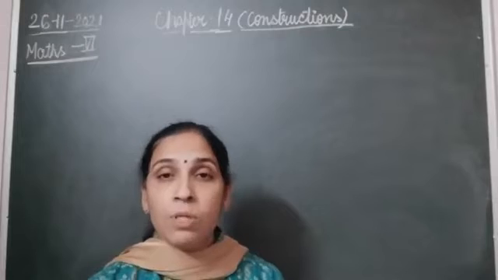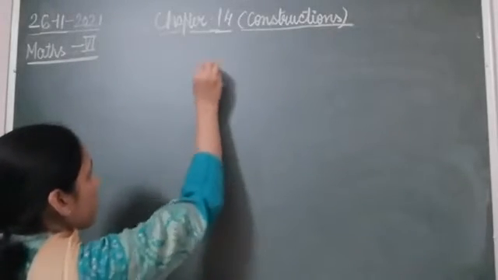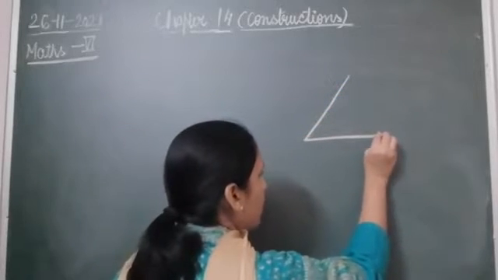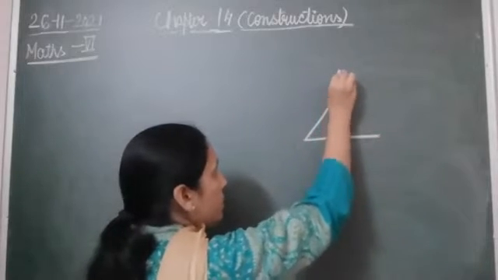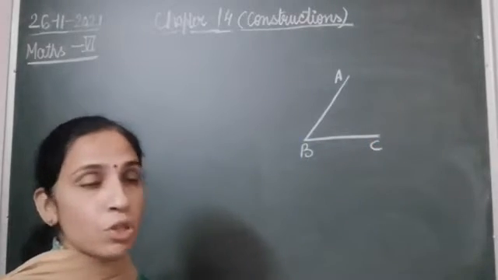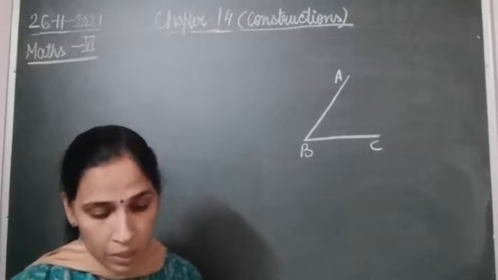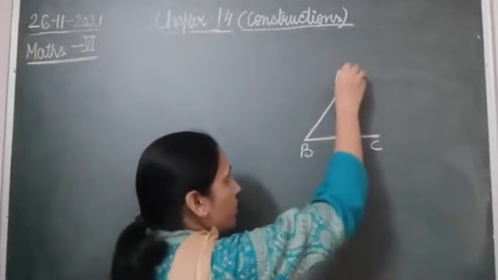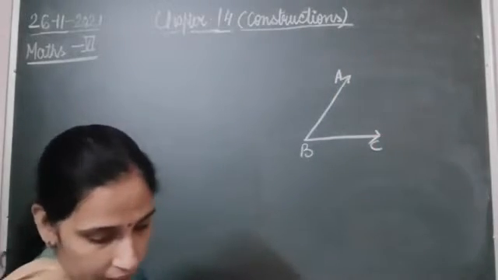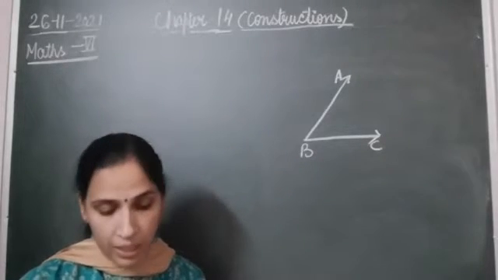Draw an angle equal to an angle ABC. So here we have taken an angle ABC. Now you need to draw another angle which is equal in measurement to this angle ABC, but without measuring this angle. How can we draw this angle?